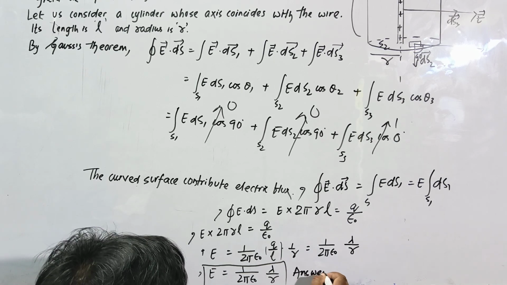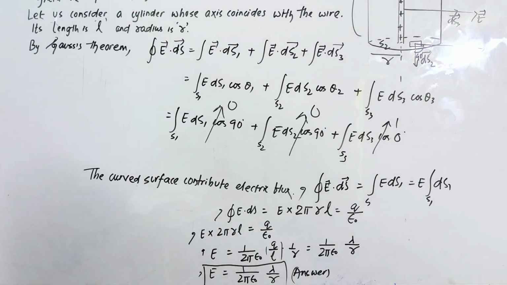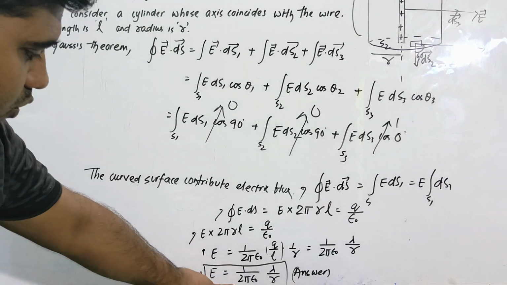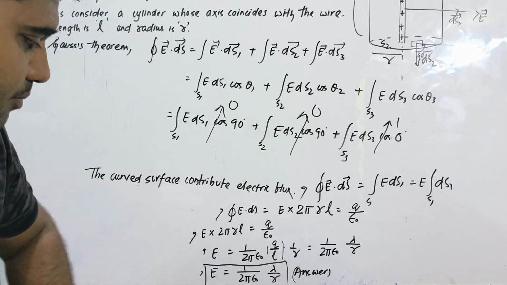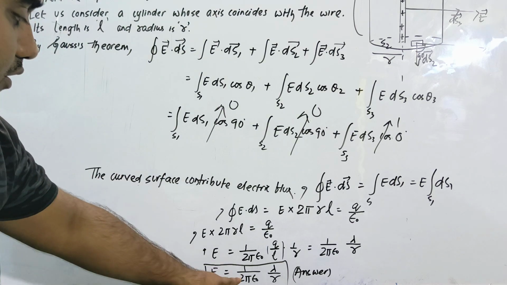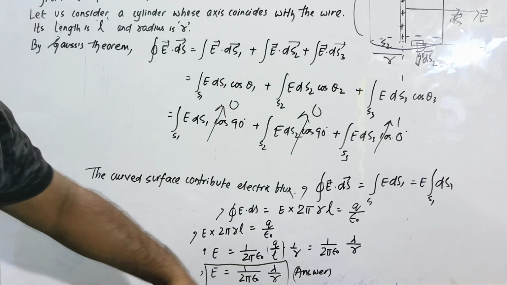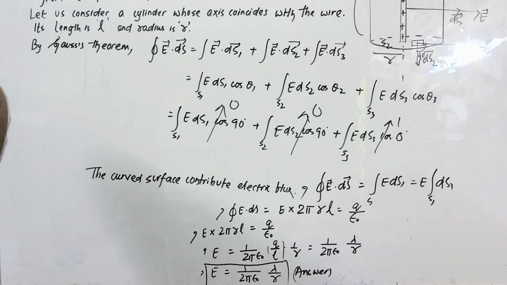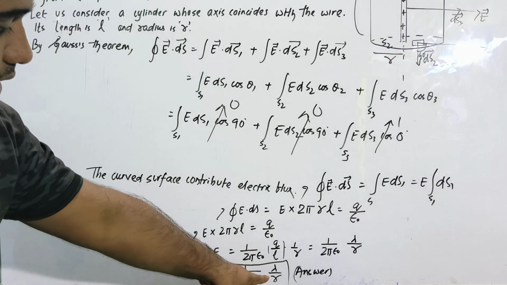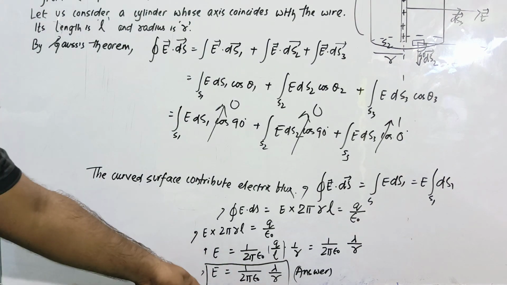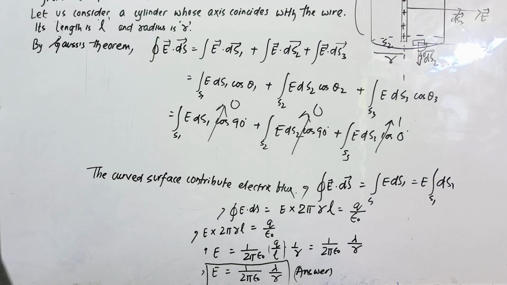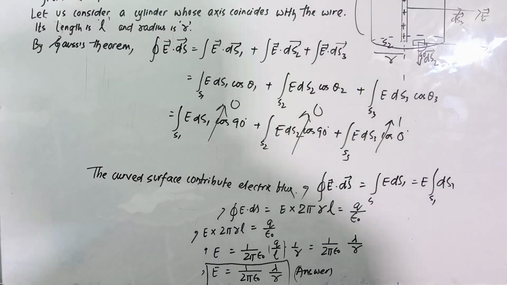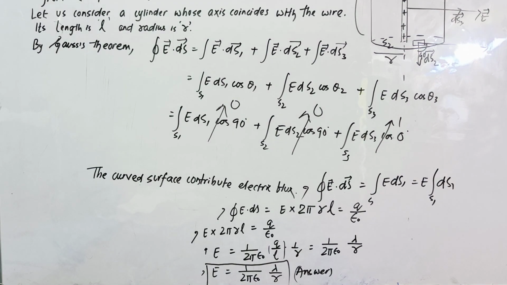And if you want to make it simpler, multiply 2 on the numerator and 2 on the denominator, which will give you 2 lambda by 4 pi epsilon naught r. Then you can put the value of 1 by 4 pi epsilon naught, that is 9 into 10 to the power 9. Lambda is given, r is given, and you can calculate the electric field for a linear charge distribution. This was about calculating the electric field of a linear charge.